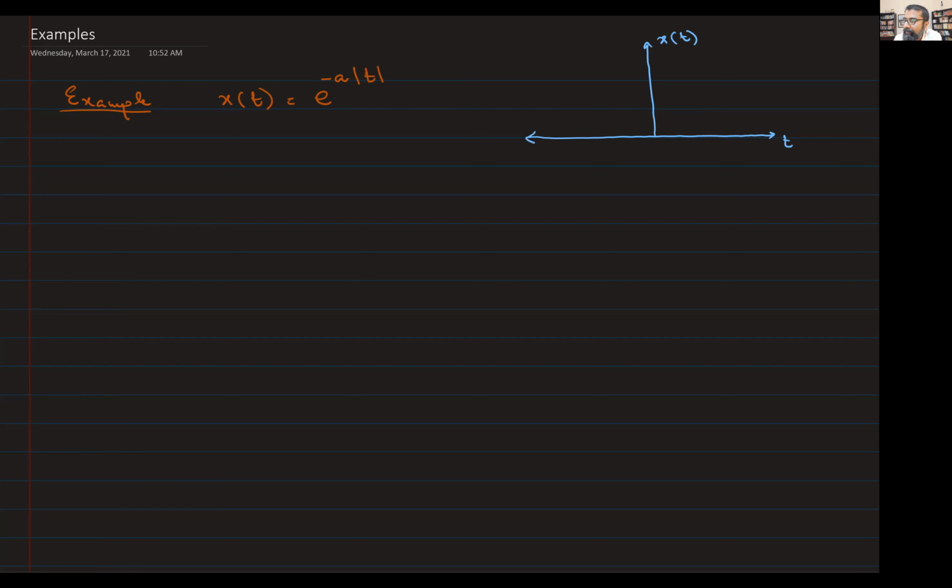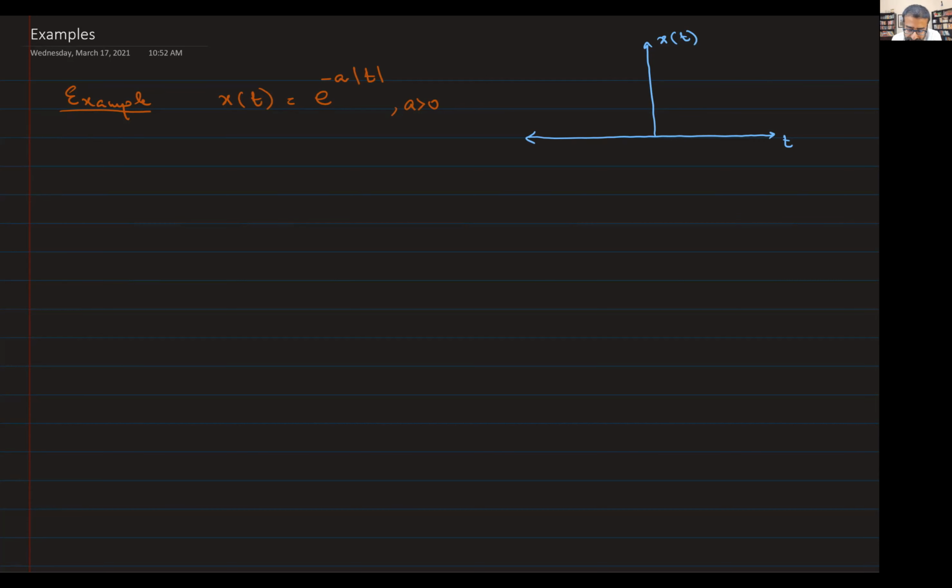Sir, it will be a mirrored version of a decaying exponential. Decaying exponential. Why do you say it's a decaying exponential? Sir, minus a, if a is positive. If a is positive, right? So that's important here. If a is positive, that's when it is going to be a decaying exponential. Otherwise, it's going to be a growing exponential.